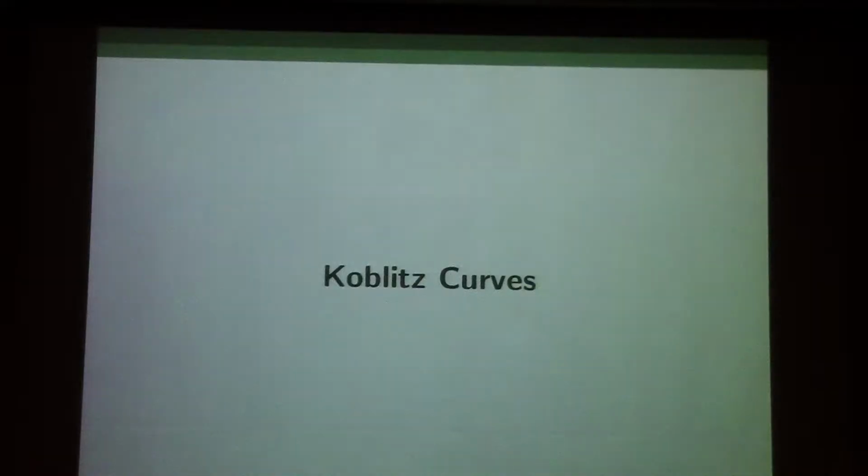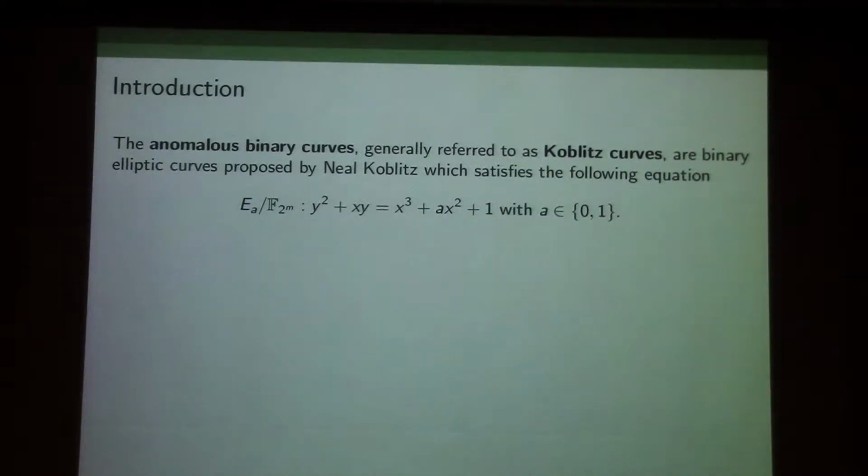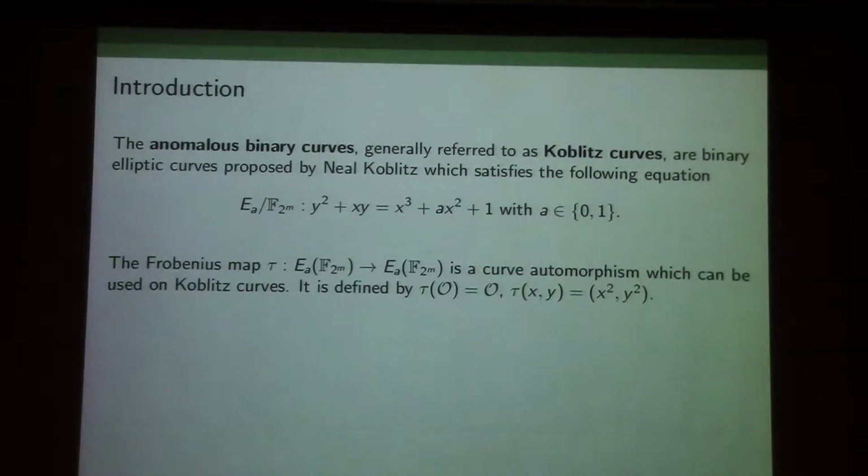Okay, so this was about the GLS curves. Now we are going to another curve which is called Koblitz curves. The Koblitz curves, also called anomalous binary curves, were proposed by Neal Koblitz and are represented by this equation here. And the Frobenius map, defined like this, where we raise both coordinates to the power of 2, can be used on Koblitz curves. So we have another binary curve which has efficiently computable endomorphisms.